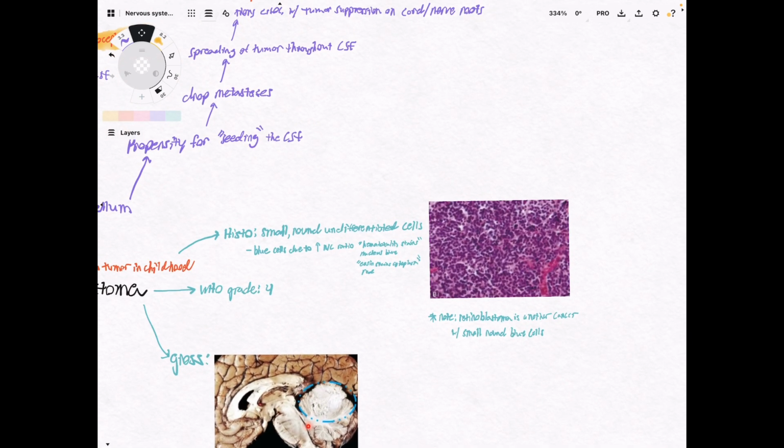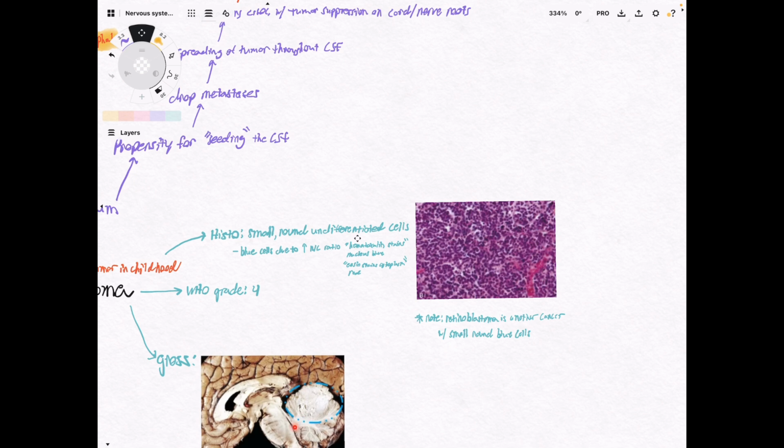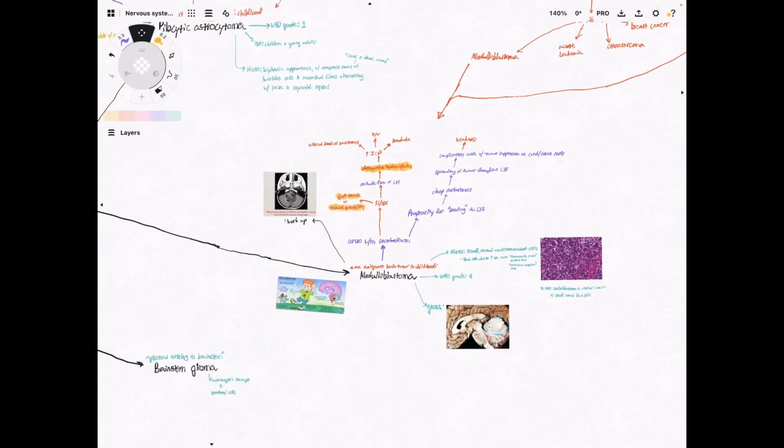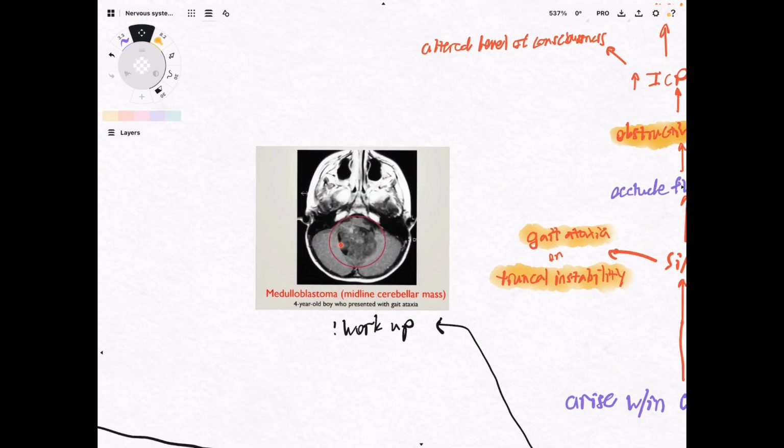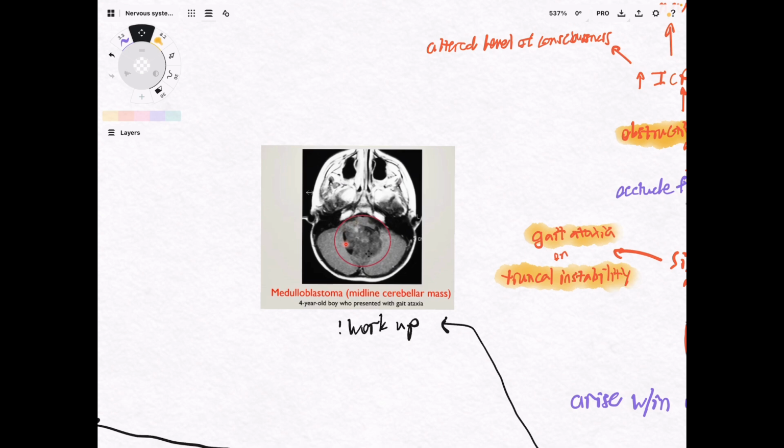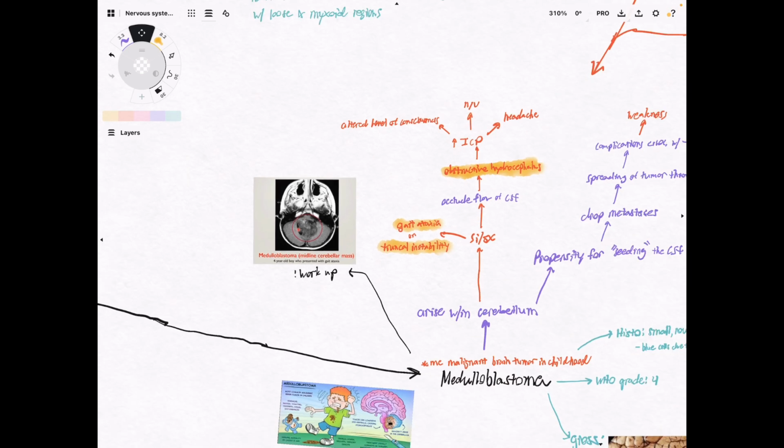The histo is small, round, undifferentiated cells. So this honestly really reminds me of small cell carcinoma. It's kind of described the same way. You have blue cells, same as small cells. Small cell carcinoma, both present with blue cells. And then they have an increased nucleus to cytoplasm ratio. So that nucleus is going to be much larger than the surrounding cytoplasm, so they're very dense and compact. All right, and we're going to talk about the workup here. So again, MRI, you can see that tumor there in the cerebellum.